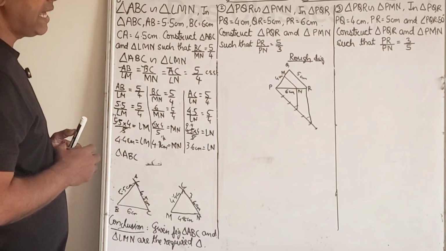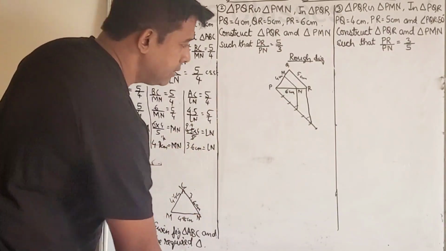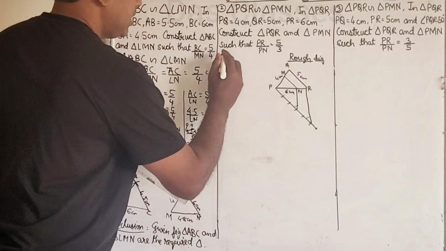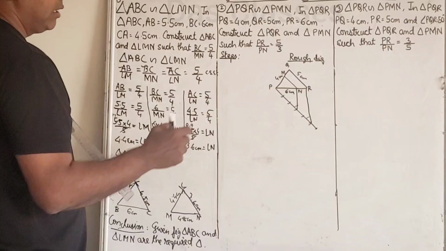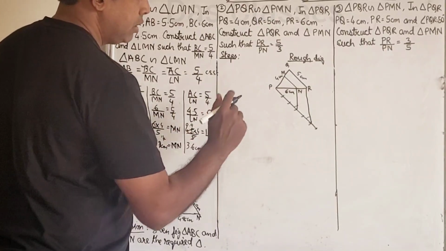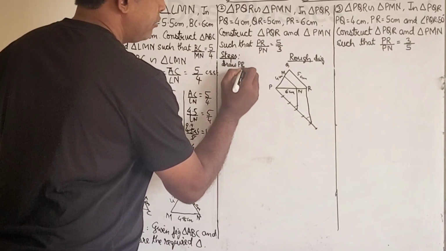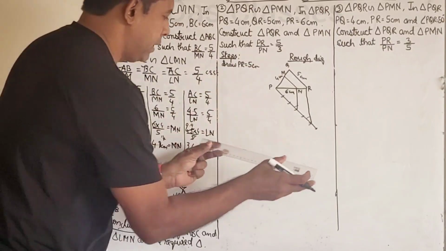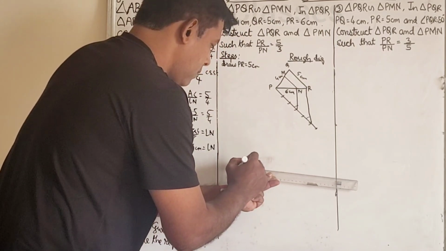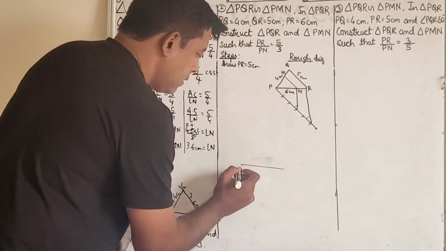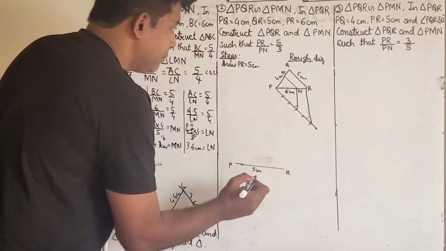Now how will you make the fair diagram? Let's do it. First of all, we need to draw the PR. Take the scale. I will write down the steps so that you can refer to, because the second one and third one is a little challenging. So first, draw PR is equal to 5 centimeter, first step. So we have drawn PR. PR is equal to 5 centimeter.